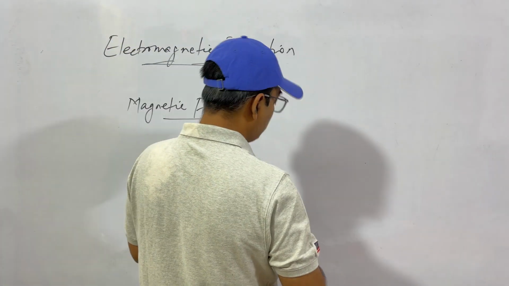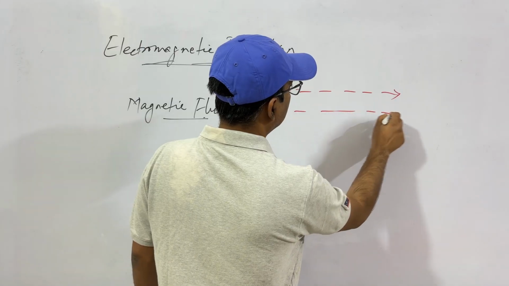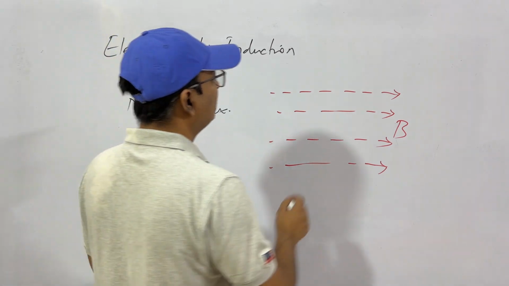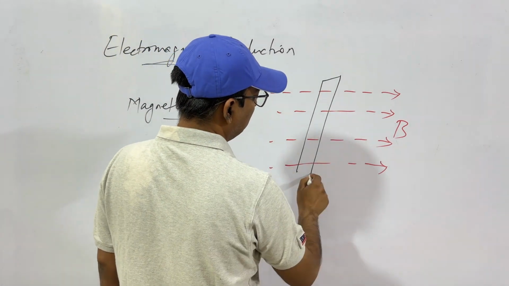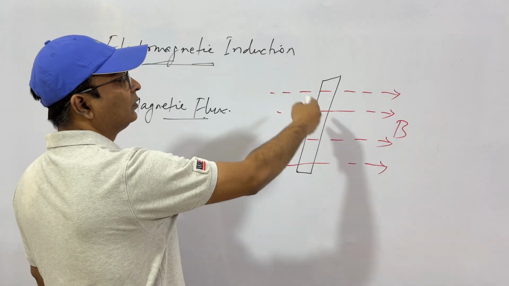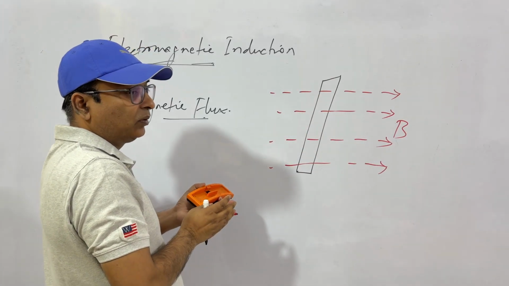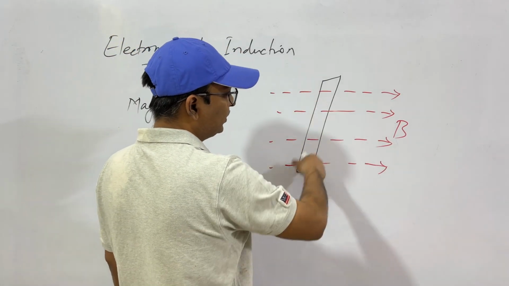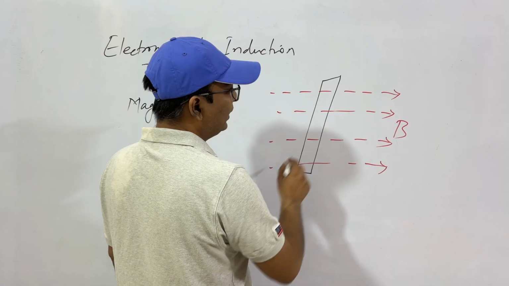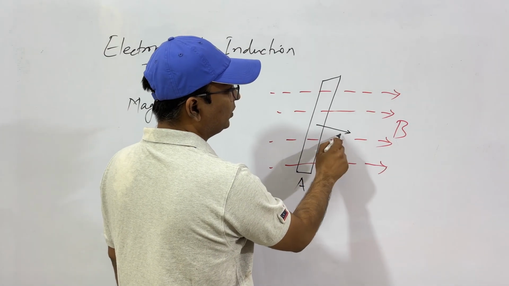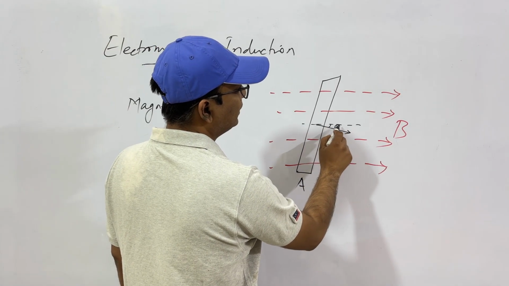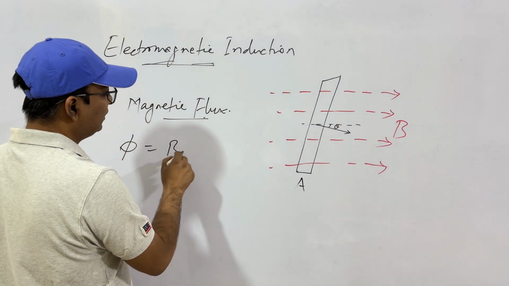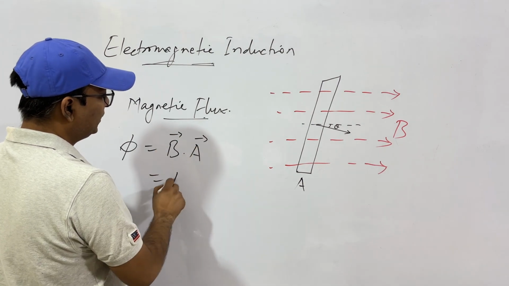Let's say this is your magnetic field B, and you have a certain rectangular hole through which this magnetic field is passing. This magnetic field is passing through this particular area. The area is A, and let's say the normal to the area makes an angle theta with the magnetic field. Then flux is B dot A, that is, BA cos theta.